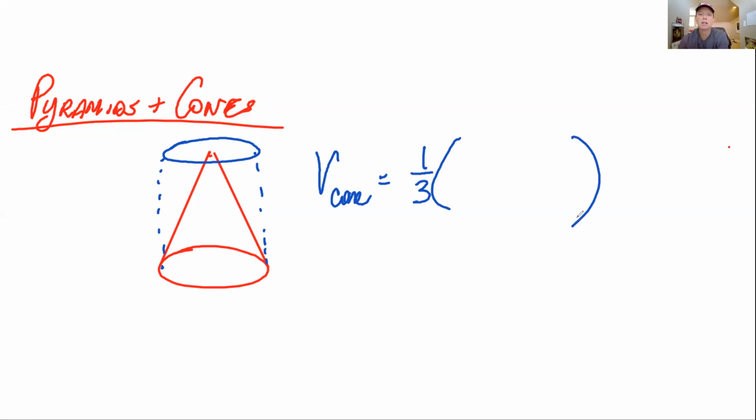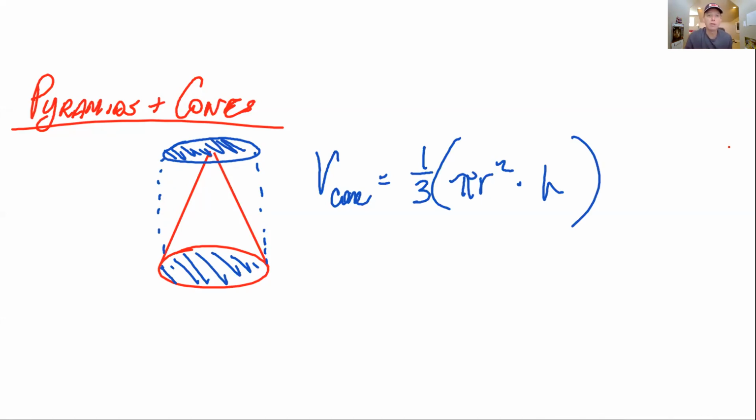Remember that from last week? We had, remember the cylinder was all these circles on the bottom, and then they were just stacked up all the way up to the top where we get this circle on the top. So it was pi r squared, the circle, times the height h. So that's our formula. That's our volume formula for a cone.